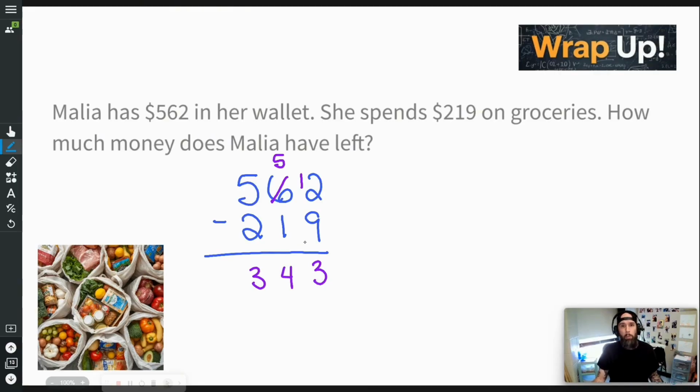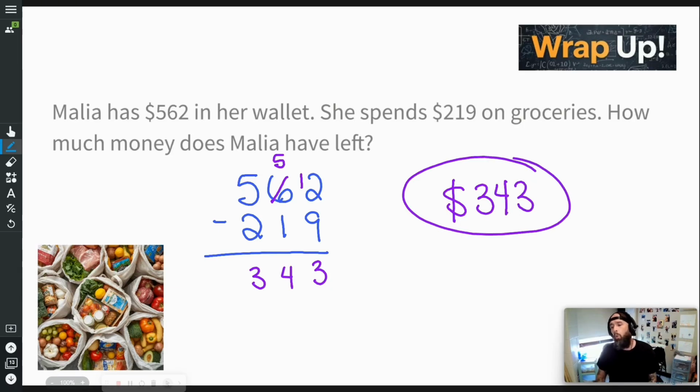This is a word problem, and in this word problem, we're talking about money. So how much money does Malia have left? Malia has $343 in her wallet.